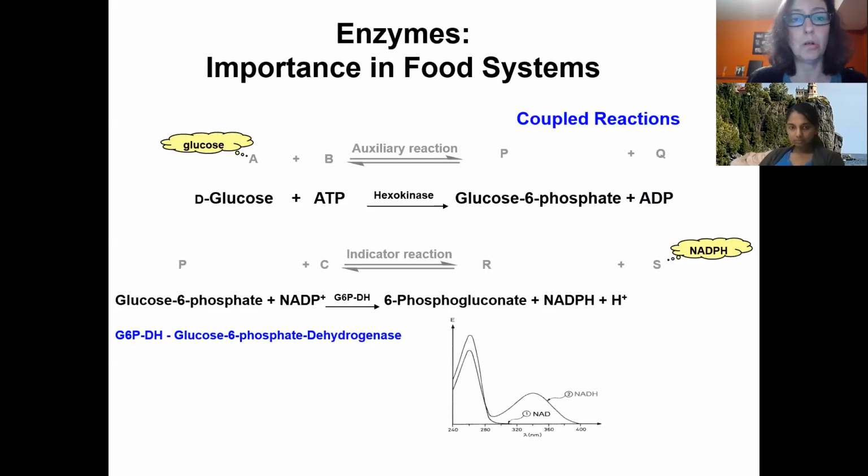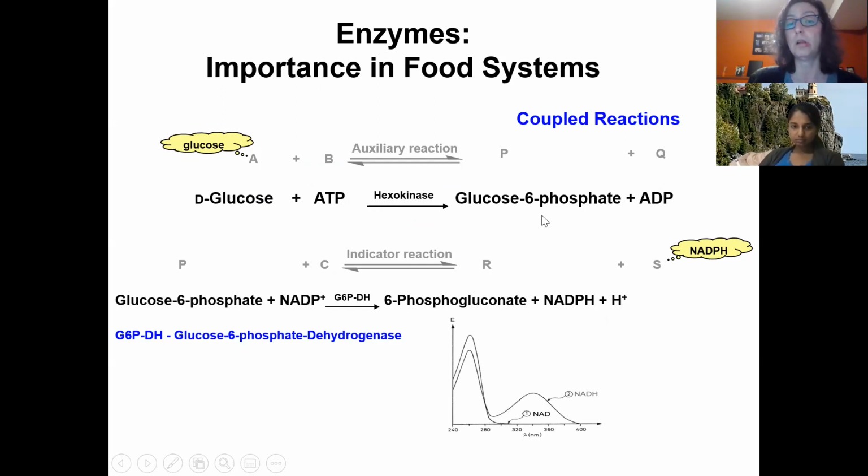This is an example of a coupled reaction. In this case, we are measuring glucose. So we are after glucose determination using enzymes. For example, we have hexokinase, which is a transferase. Basically it transfers a phosphate from the ATP to glucose to get glucose 6-phosphate and ADP.